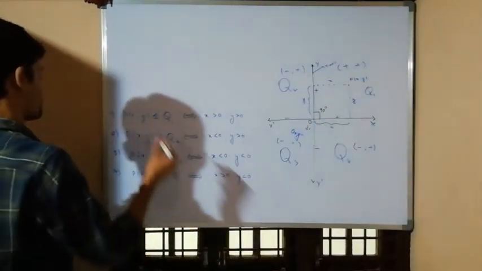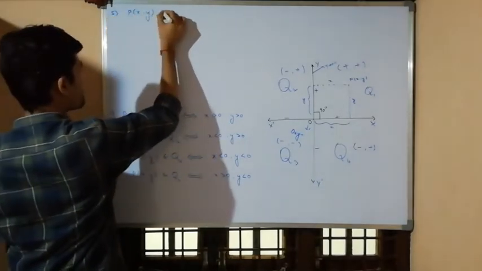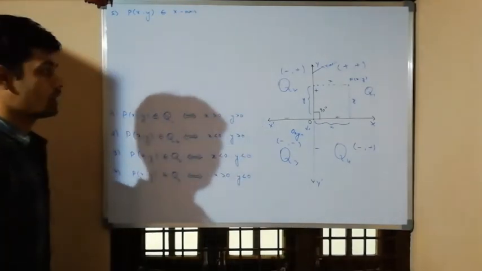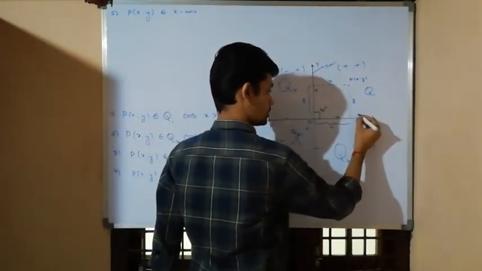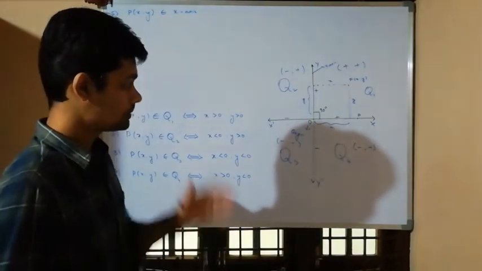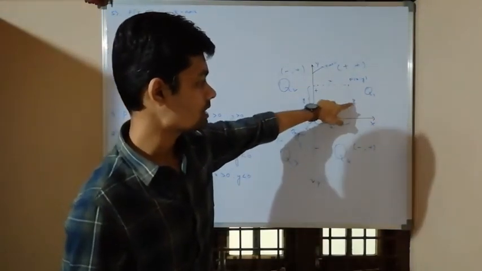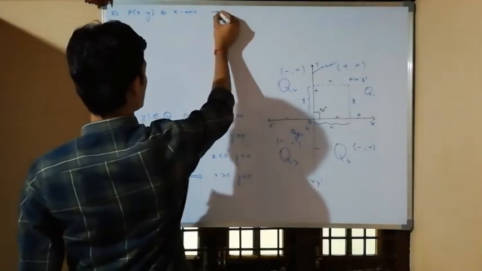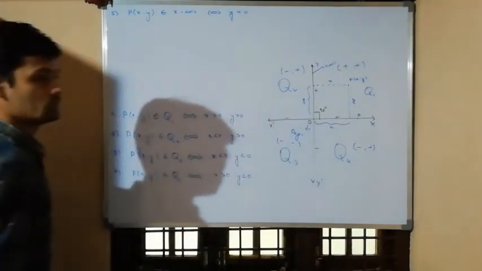Next one, fifth one. P of x comma y belongs to x-axis. If P is any point on this x-axis, let us take this is the point P, then the distance of P from the x-axis will be 0, that is y is 0. So here I can say if and only if y is 0.